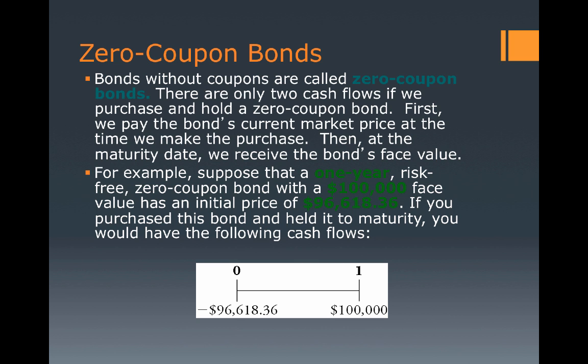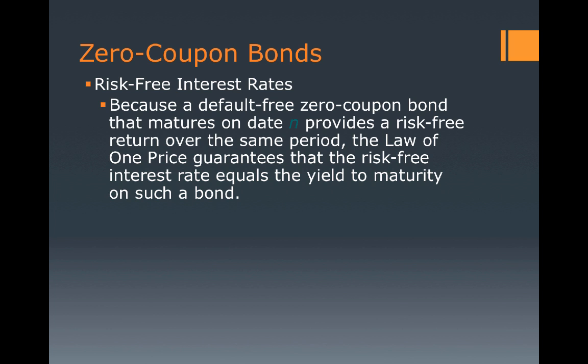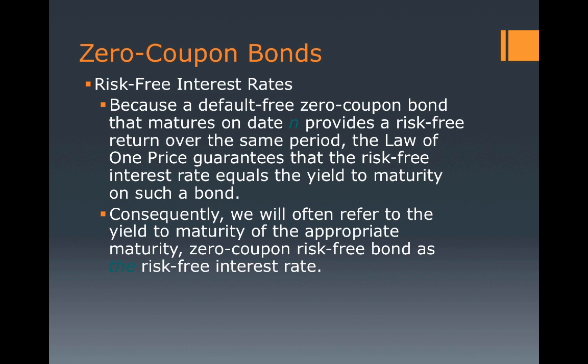Because a default-free zero coupon bond matures on date N, it provides a risk-free return over the period. The law of one price guarantees that the risk-free interest rate equals the yield to maturity on such a bond. So you're earning the risk-free rate of return. So we'll often refer to the yield to maturity on a zero coupon bond as the risk-free interest rate. We will come back to risk-free interest rates when we talk about the cost of capital and several other financial concepts later in the class.